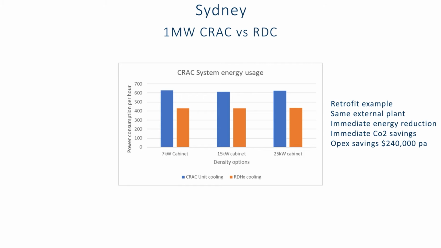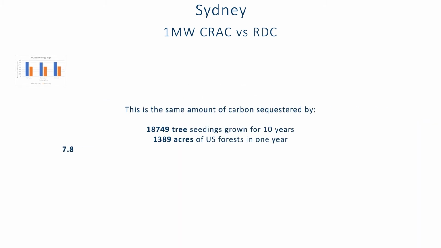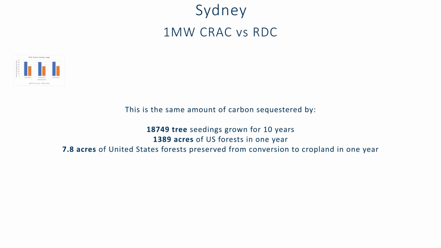This equates to over 1.6 million kilowatt-hour a year of electricity or 1,134 tons of CO2. This is the same amount of carbon sequestered by 18,749 tree seedlings grown for 10 years, 1,389 acres of U.S. forests in 1 year, 7.8 acres of United States forests preserved from conversion to cropland in 1 year.